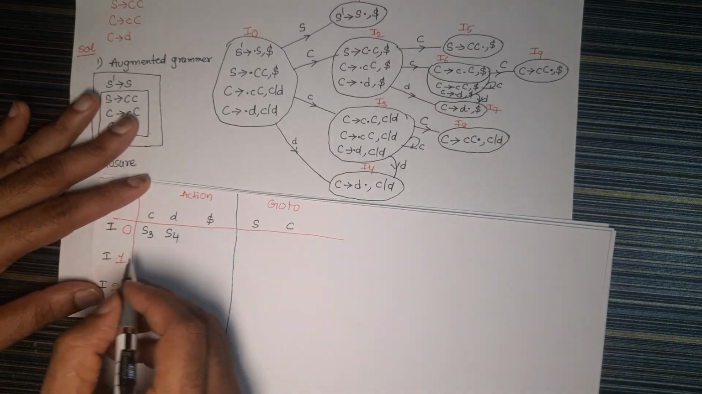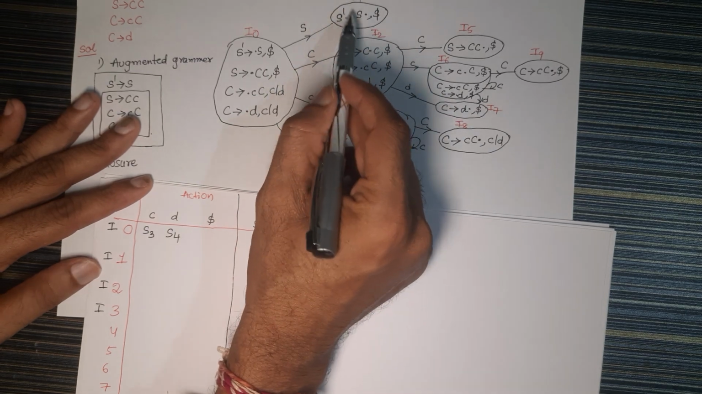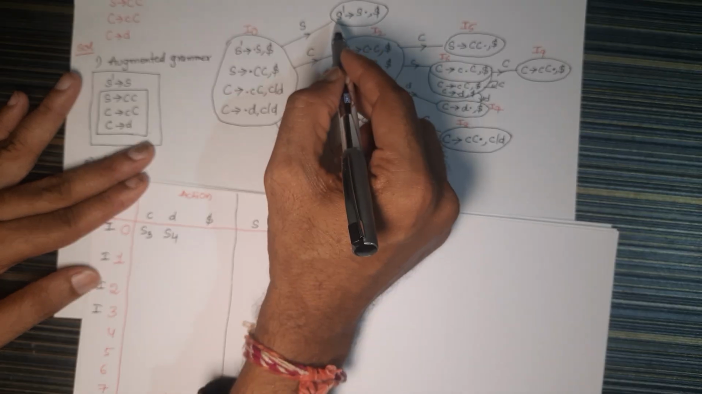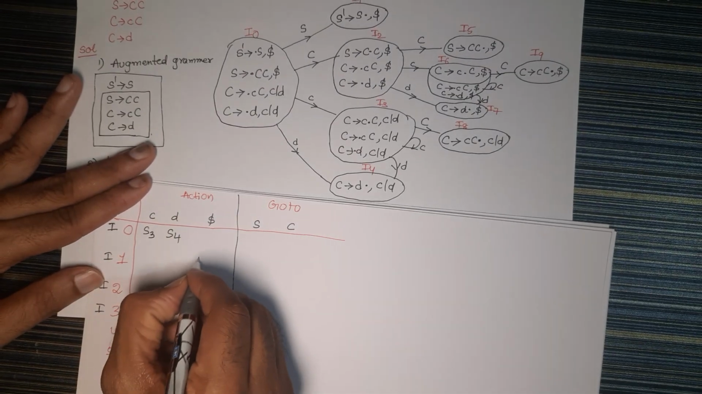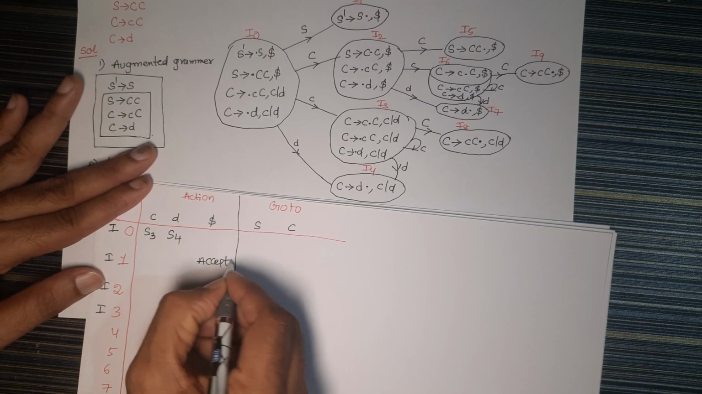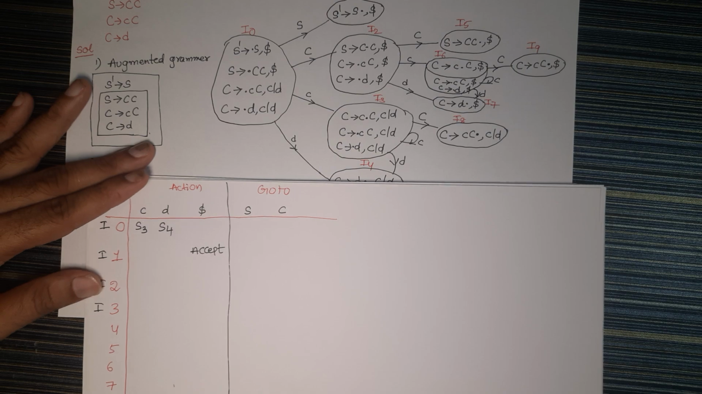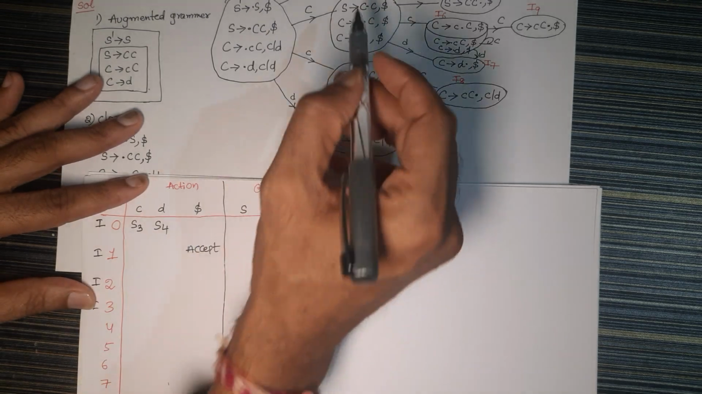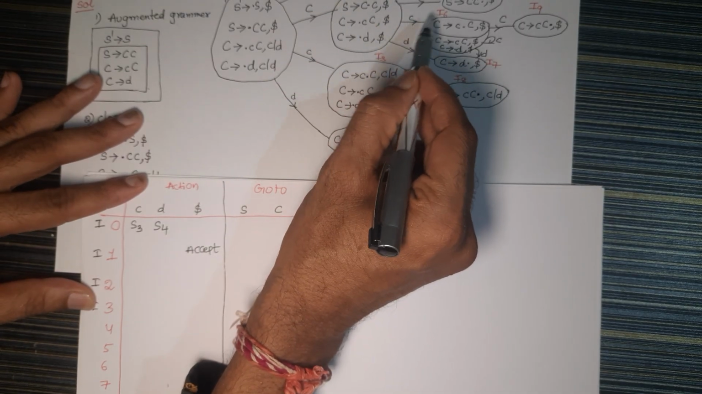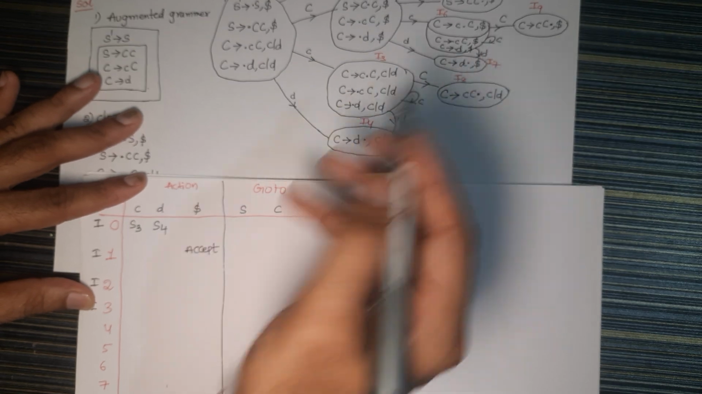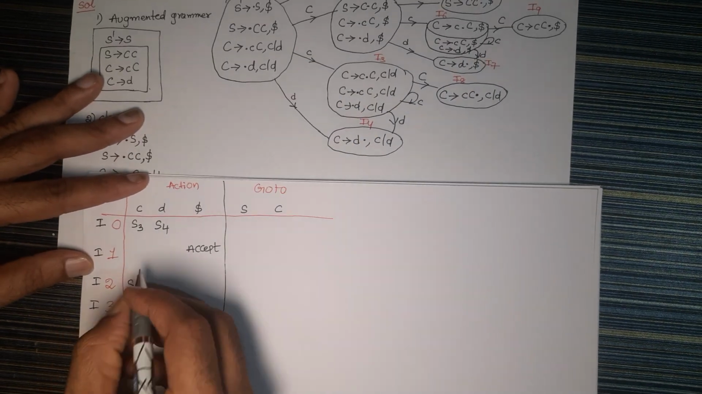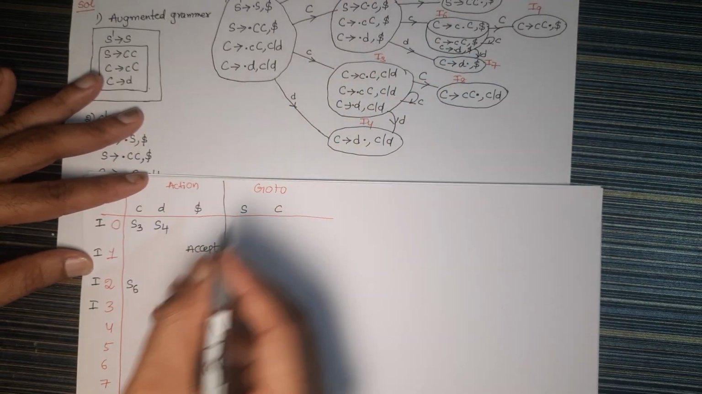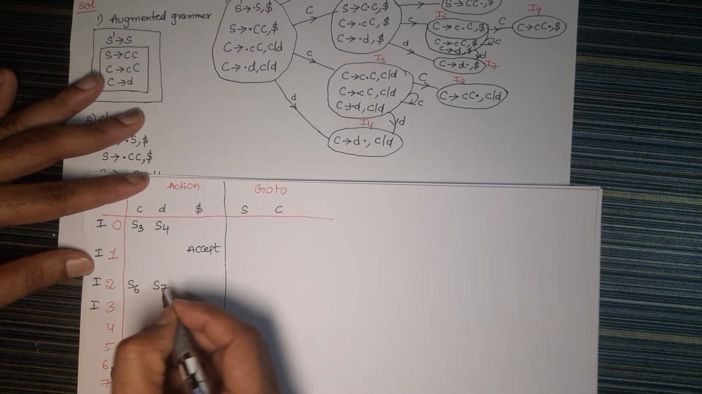Then I1 is the augmented grammar production. Remember, when you find an augmented grammar, in place of I1 we write dollar, which is called accept. Now we are going to find the I2 values. I2 on small c goes to I6, this is S6. I2 on small d goes to I7, this is S7.